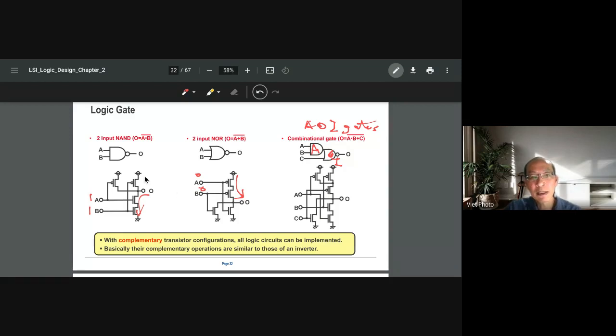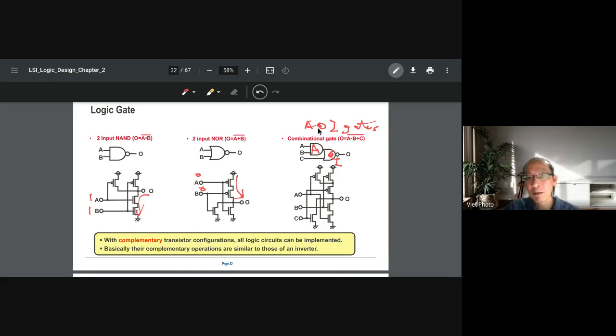This one is a logic gate. I think you already learned it in digital design. We have a NAND and an AOI. This kind of thing is called a combinational gate, and you can see the name of the logic gate in terms of its combinational equation.